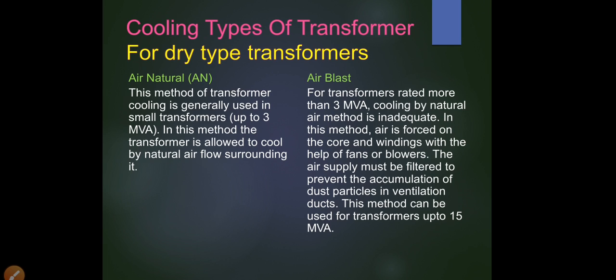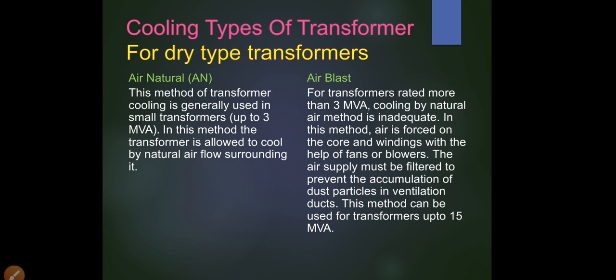So now we'll go to cooling types of transformers. For the dry type of transformers, there are air natural and air blast. This method of transformer cooling is generally used in small transformers up to 3 megavolt amperes. In this method, the transformer is allowed to cool by natural airflow surrounding it. Air blast is used for transformers of more than 3 megavolt amperes, where cooling by natural air is inadequate.